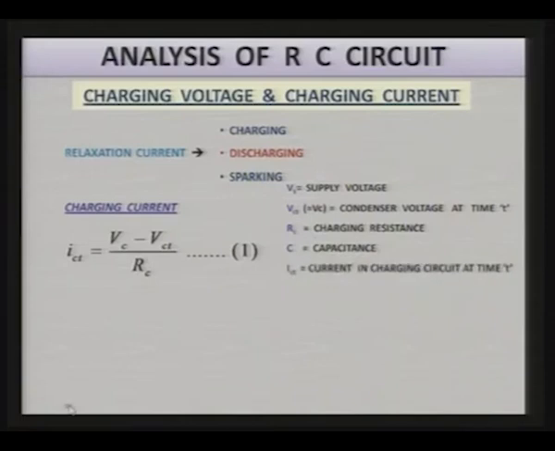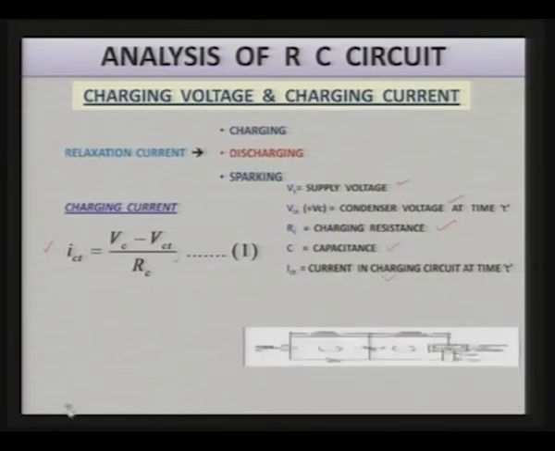So, you can see here V s is the supply voltage which you are supplying across the terminals, V c t is the condenser voltage at time t, R c is the charging resistance, C is the capacitance and I c t is the current in the charging circuit at time t, and this is a well known equation. You can utilize it to calculate the current in the charging circuit I c t, that is given by V s minus V c t over R c, and this is equation 1.